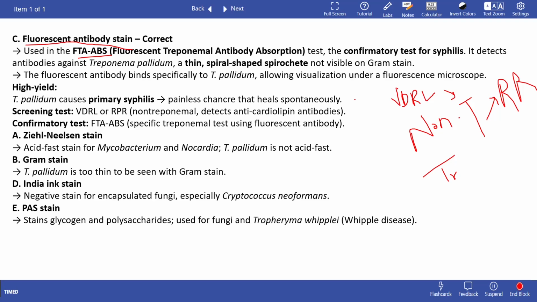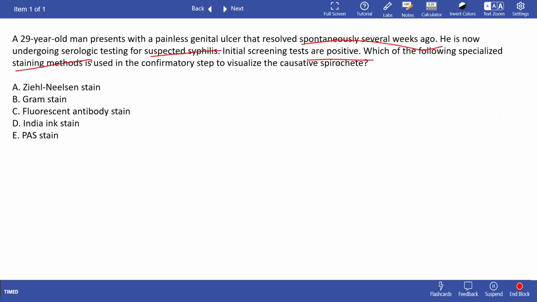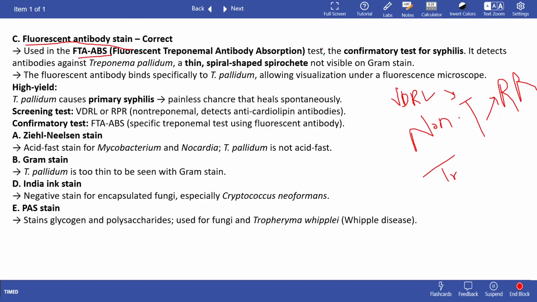So they are not specific for syphilis. They are used as screening methods. In the question, they've already told you that the screening is positive, so what you need to do now is confirm the infection. To confirm it, you will do a treponemal test. The treponemal test is FTA-ABS, which is an important treponemal test you must know. This is a confirmatory test for syphilis.